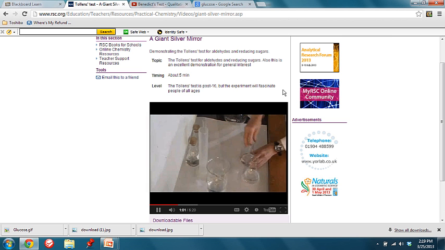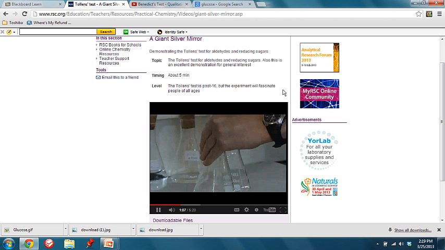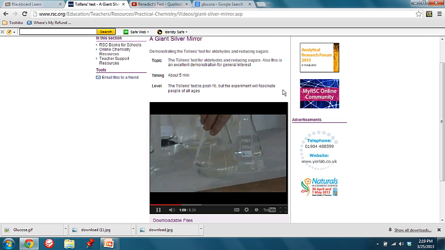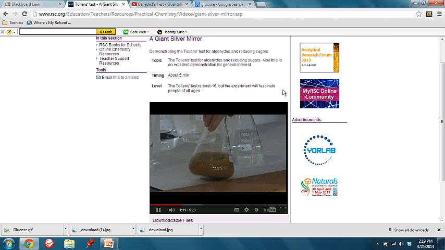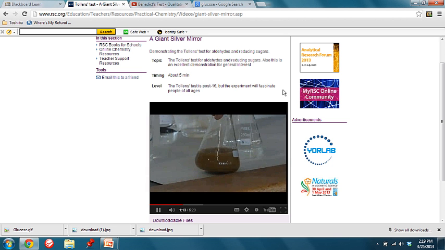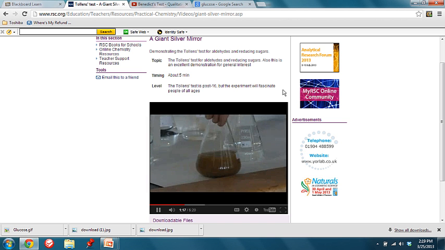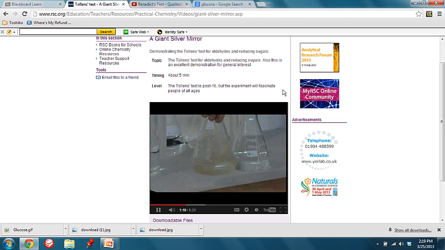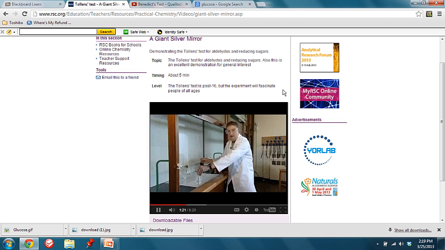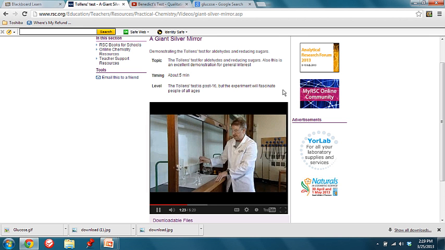We add to this, a drop at a time, some 8 molar ammonia. We get a brown precipitate first, which, on adding more ammonia, will eventually redissolve to give a clear solution. It'll take about 5 cubic centimeters of 8 molar ammonia.